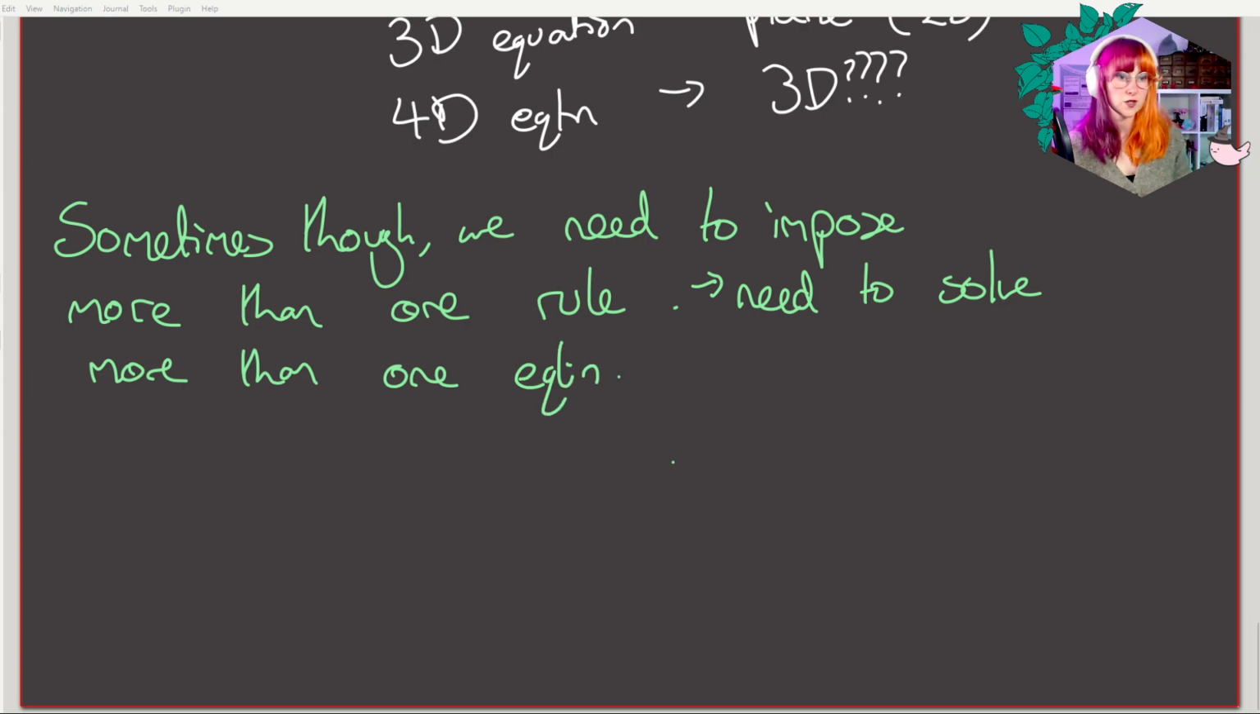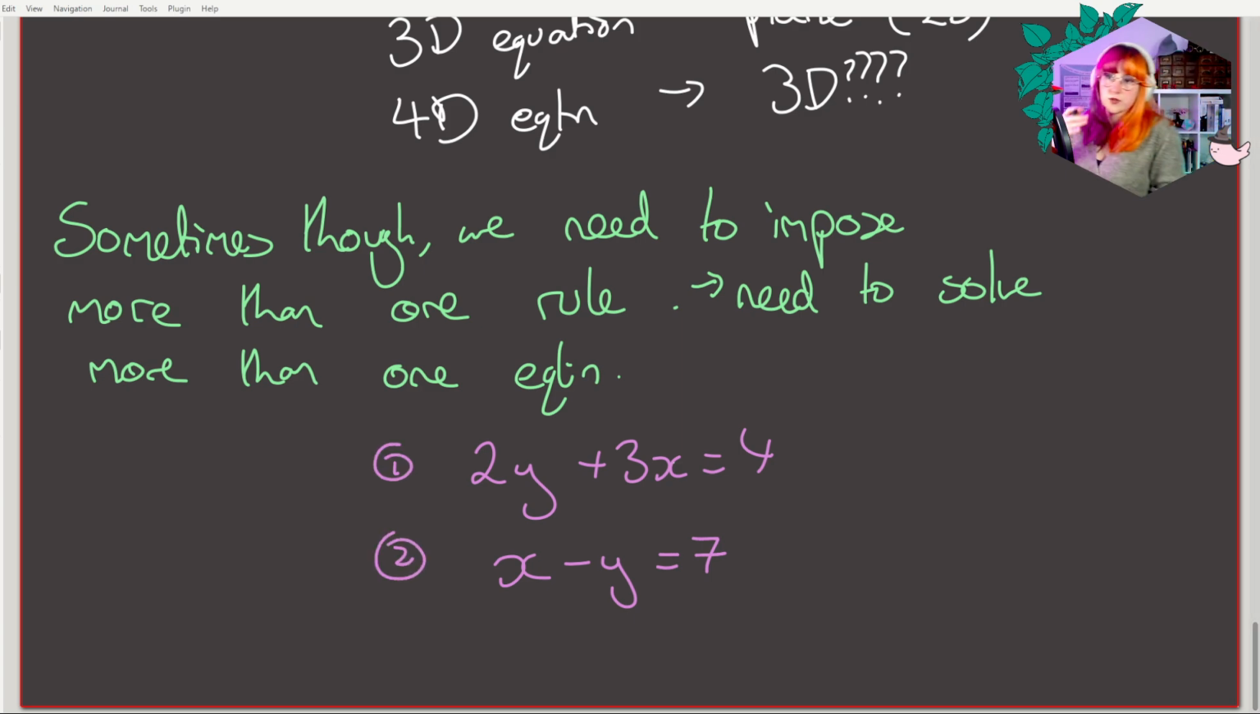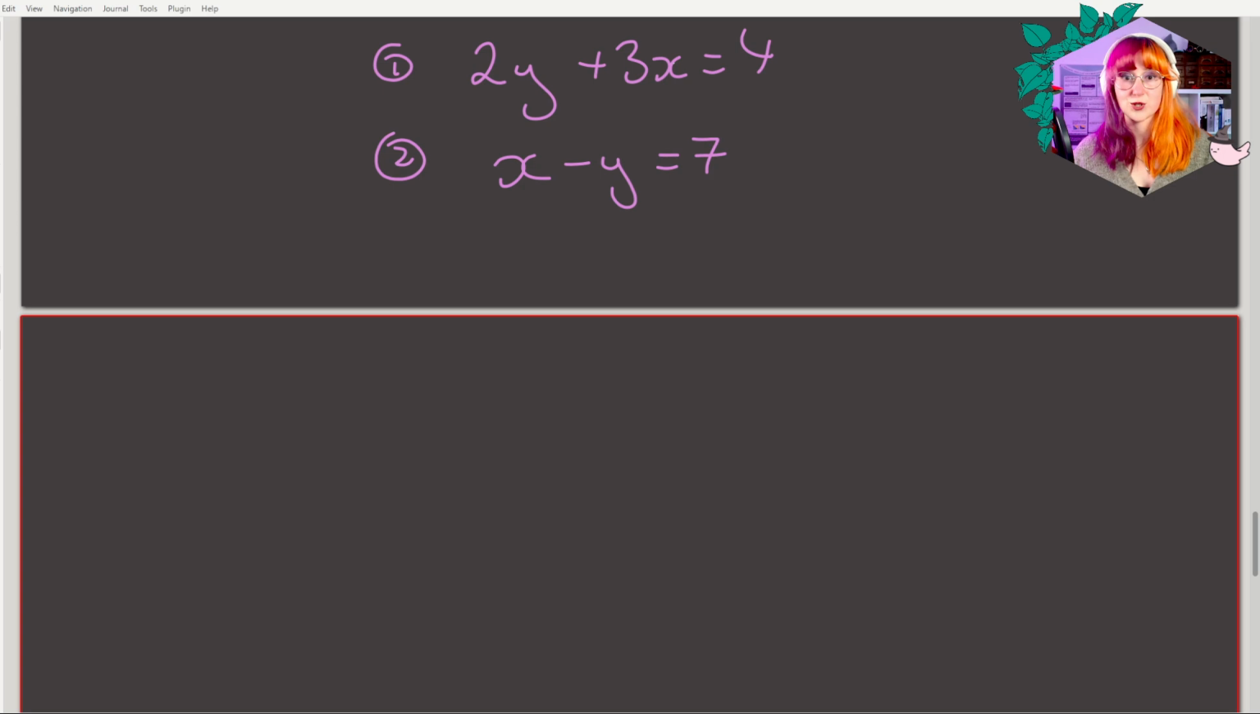Okay, so what does that look like? Well, let's take the equations 2y plus 3x equals 4 and x minus y equals 7. I'll call them equation 1 and equation 2. So solving both of these rules means I'm looking for a pair of values which satisfy both of them. I want a value of x and a corresponding value of y which satisfy both of these relationships. And this is where simultaneous equations comes from.